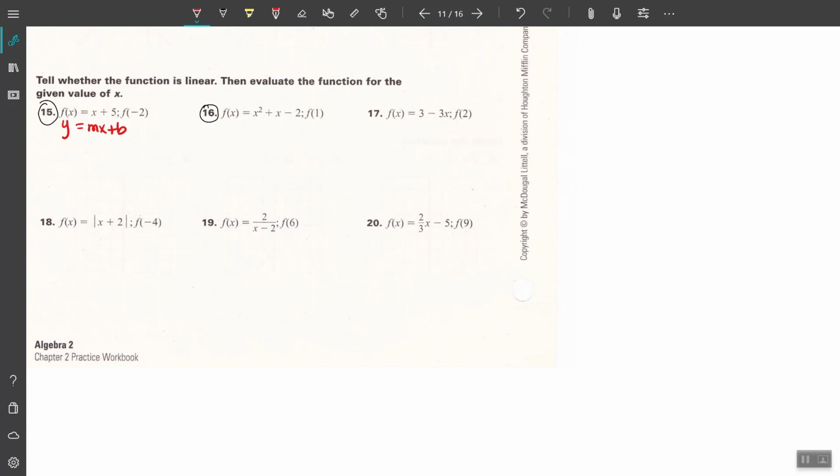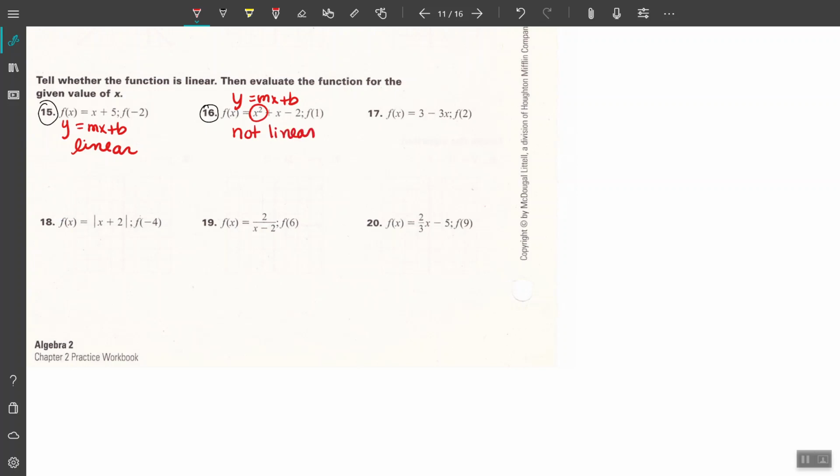So number 15 is linear, whereas number 16 right here is not linear. This does not follow y equals mx plus b. We have an x squared in here. We have a third term in here that has an exponent of 2. So this one is not linear.